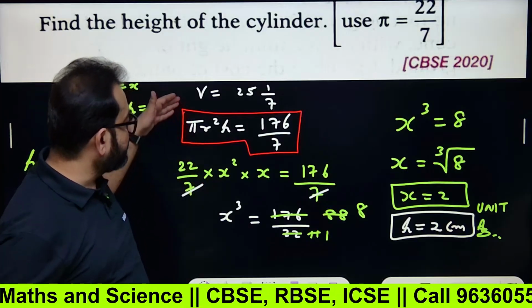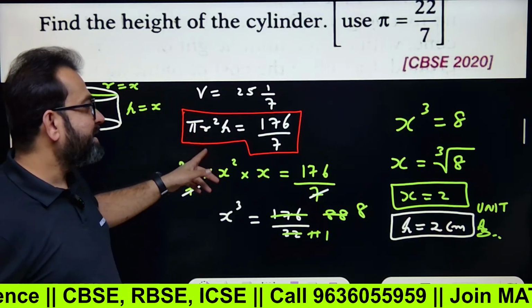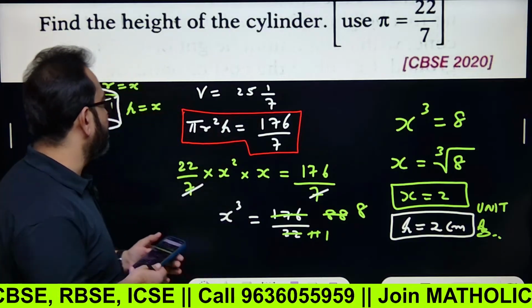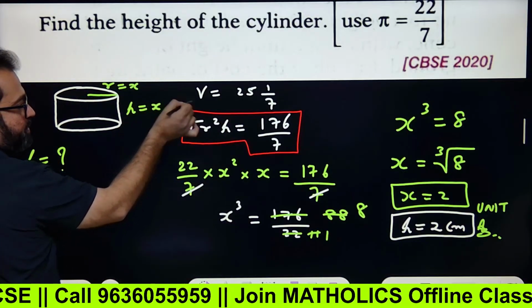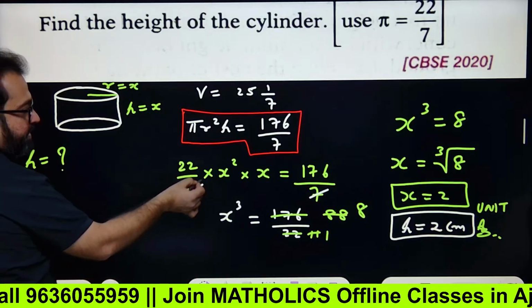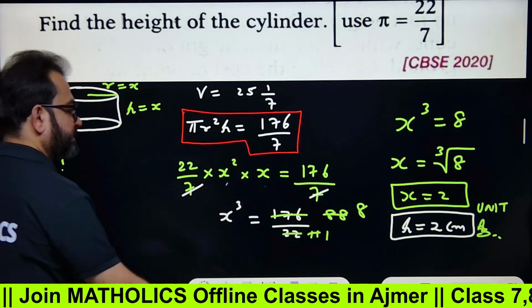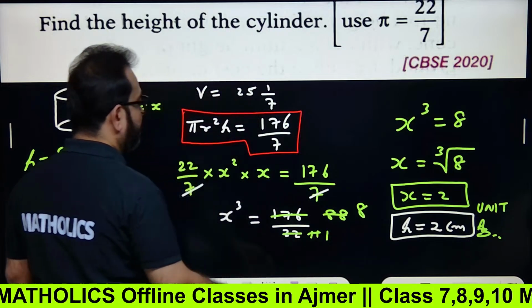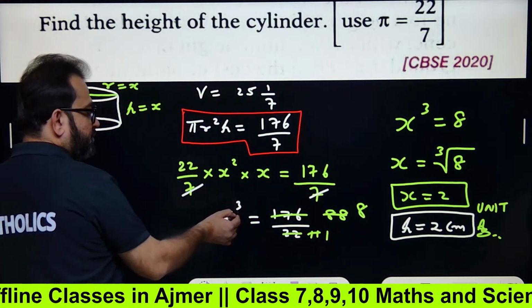Now, you just put the value of pi as 22 by 7. R square will be what? Yes, r and h both are equal. So we just have to let r equal x, h equal x. Put these values. So pi r square h means x square into x. Yes or no? Yes. Now, what we are left with, this 7 will be cancelled by this 7. So 22 into x cube equals this.